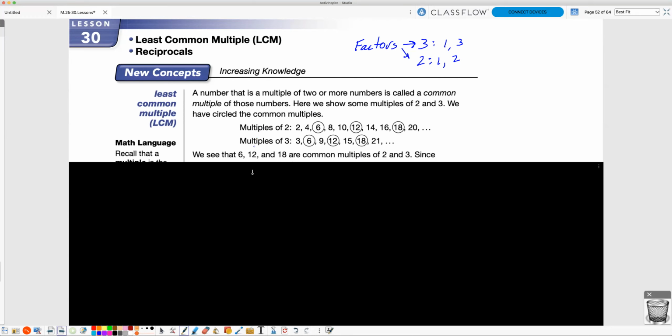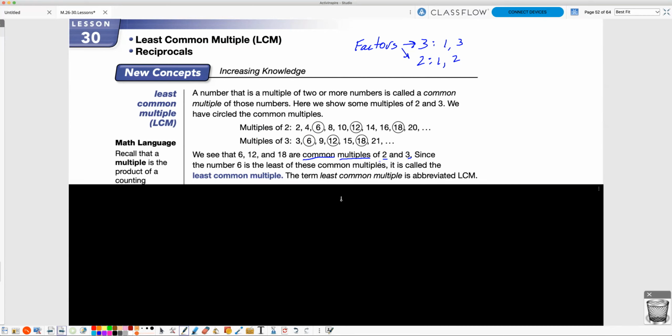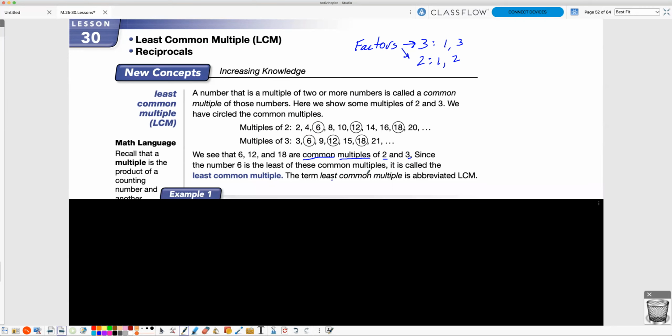So we see that 6, 12, and 18 are common. The word common just means that it's the same. They're the same multiples in both 2 and 3. Since the number 6 is the least of these common multiples, it is called the least common multiple. Sometimes that's abbreviated LCM: least, which means the smallest; common, which means the same; and multiple, which is like the number that you're multiplying or counting by. This would be like 3 times 1, 3 times 2, 3 times 3, 3 times 4. So you can see that.